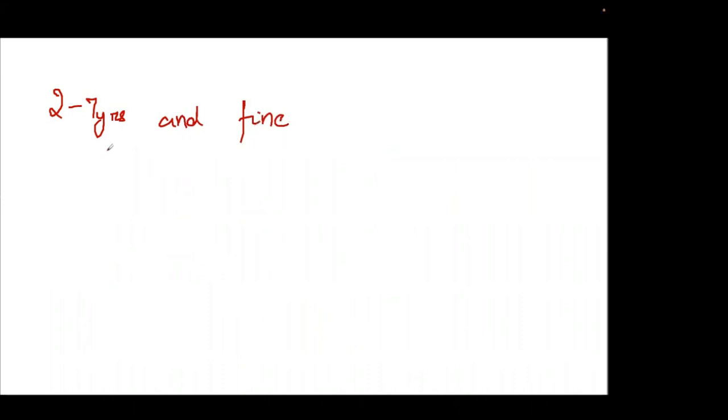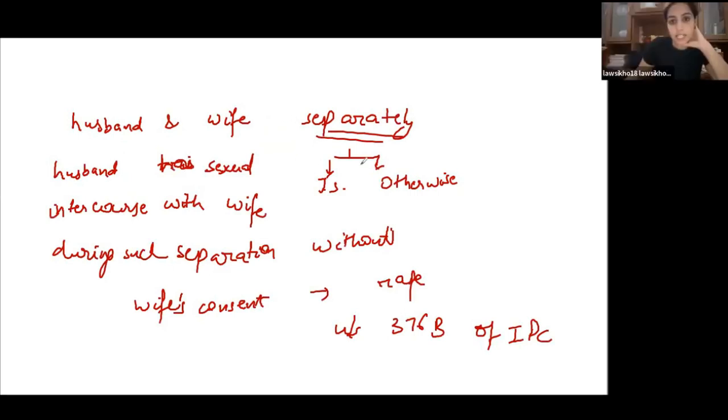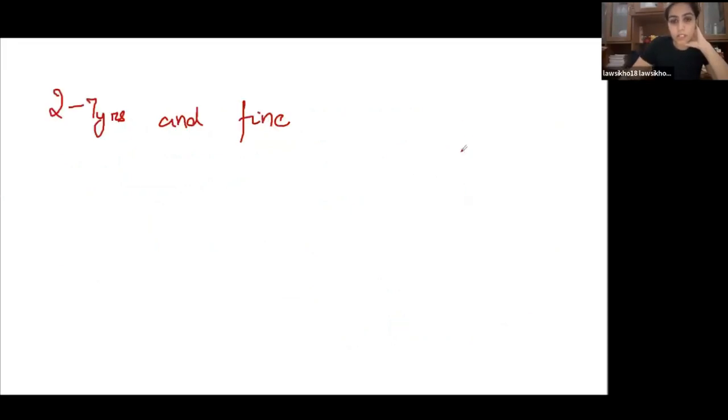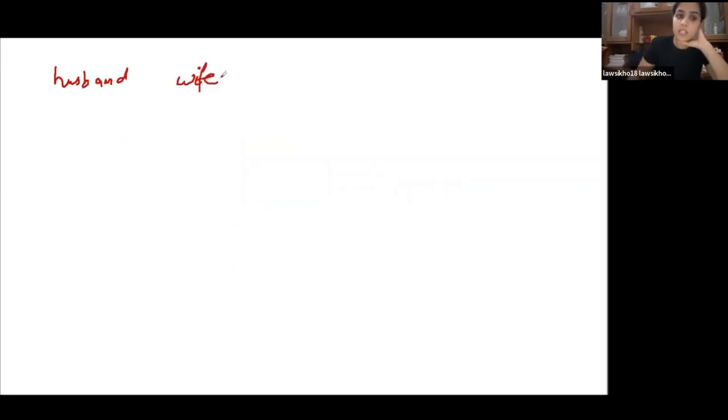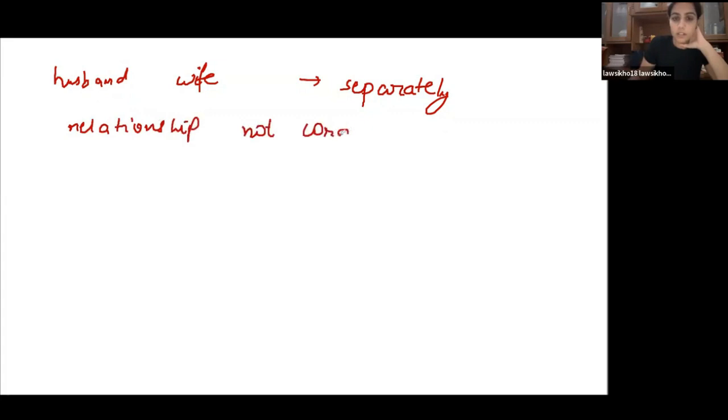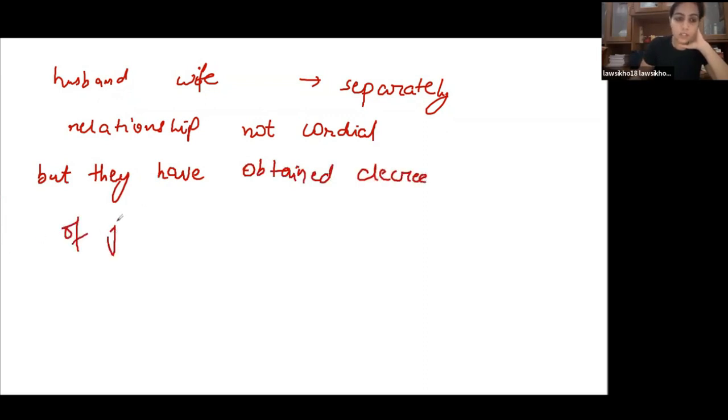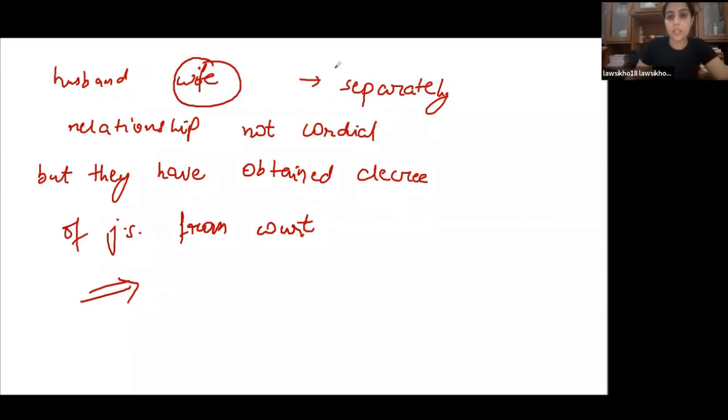Ma'am, what is the meaning of otherwise here? Otherwise, see, there was a question in prelims recently on this otherwise only. So there are a lot of cases where the husband and wife are living separately. They do not live together. I mean, their relationships are not cordial. But they have not obtained a decree of judicial separation from the court. In such cases also, if husband has sexual intercourse with wife without wife's consent, then he'll be guilty of rape. Okay? The essence is that they're living separately and they are not having cordial relationships.